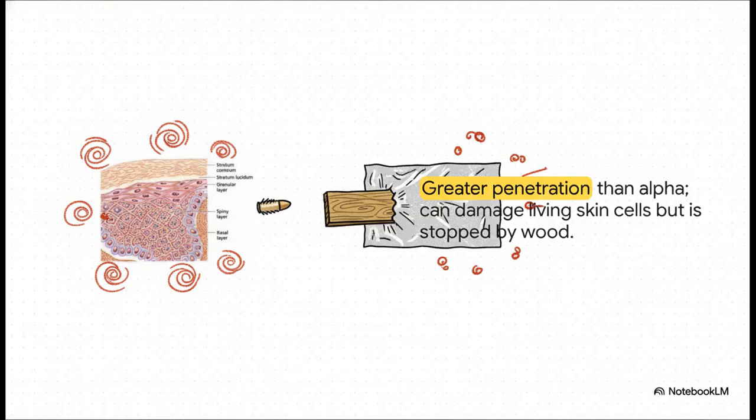So unlike the bowling ball, this bullet can zip right through a piece of paper and actually get into the deeper living layers of your skin. And that's where it can do some damage, kind of like a really bad sunburn, but it's still pretty easy to stop. A thin piece of wood or even a couple layers of aluminum foil will do the trick.